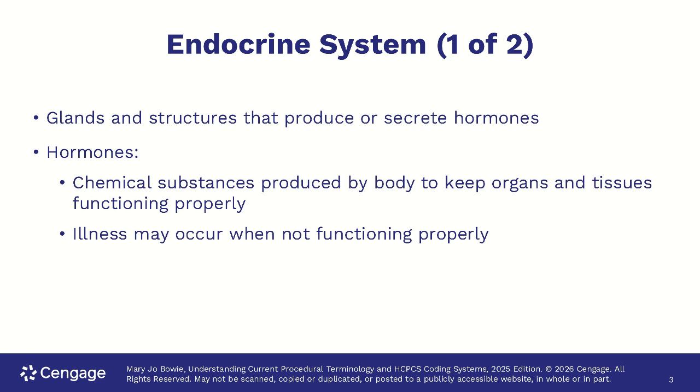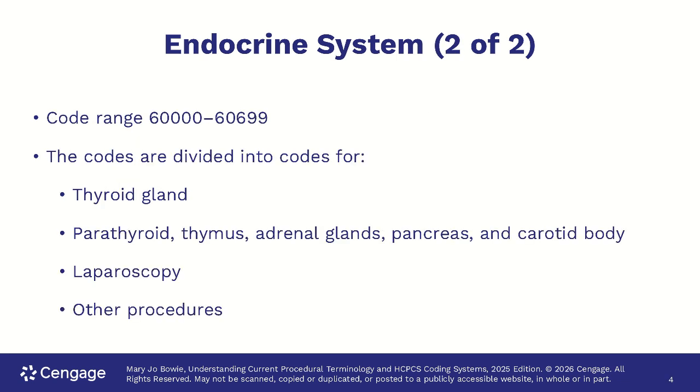So let's dig in. First up, what is the endocrine system? The endocrine system consists of several different internal groups of glands and structures that produce or secrete hormones. What are hormones? Hormones are chemical substances produced by the body to keep the organs and tissues functioning properly. When structures of the endocrine system are not working like they're supposed to, and the hormones are not released like they're supposed to, illness occurs that may require intervention by the physician. So the main function of the endocrine system is to keep the body in balance.